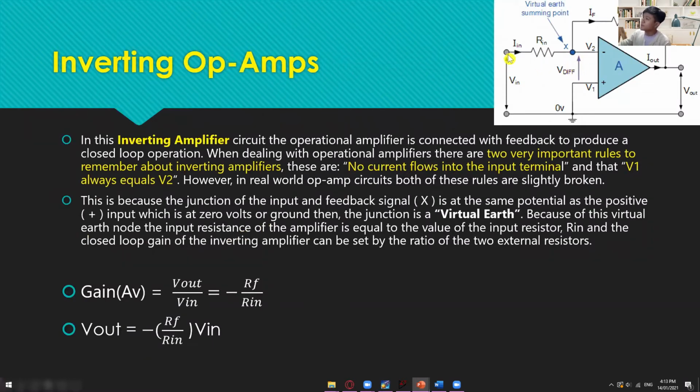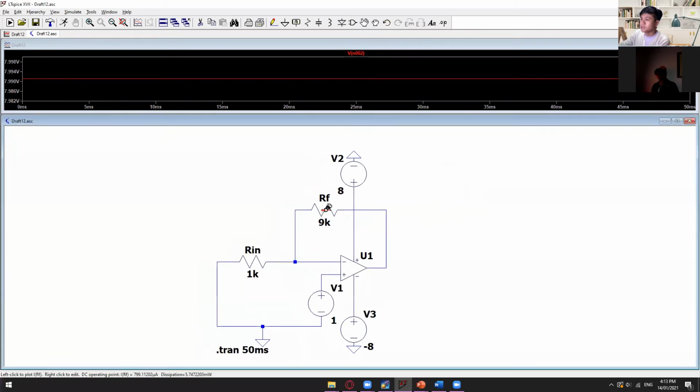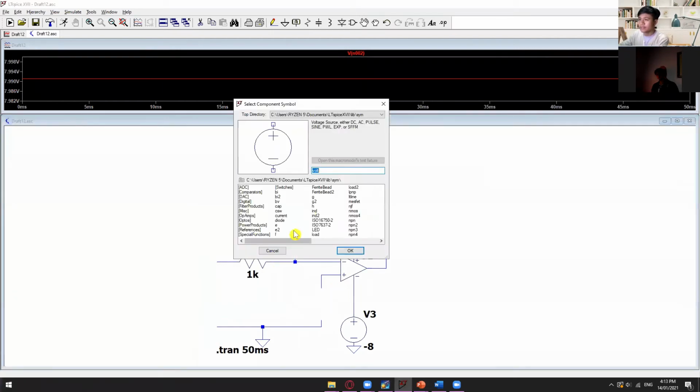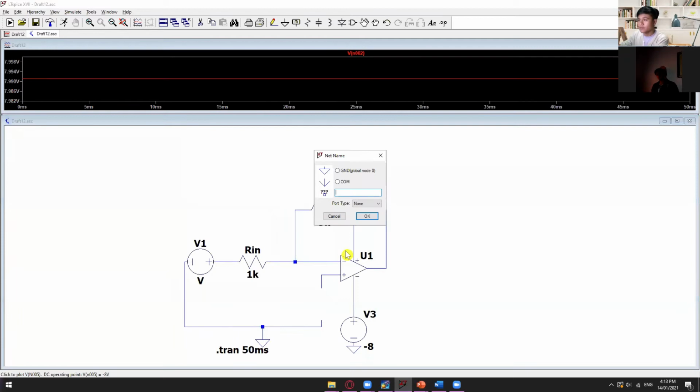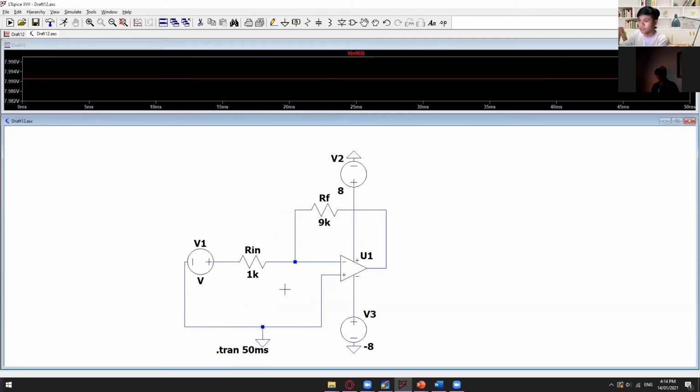The only difference from before is that earlier our voltage input was at the non-inverting pin. Now our input is at the inverting pin, and this one is grounded. So let's do it. RF and Rin are still the same; the only thing changed is our voltage input. And this one now is grounded, the same with the positive voltage, also grounded.